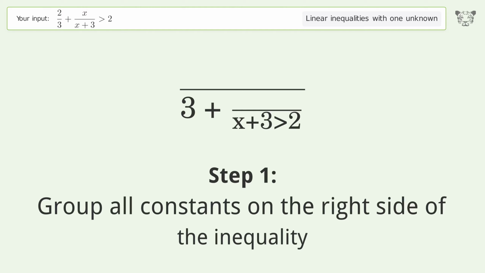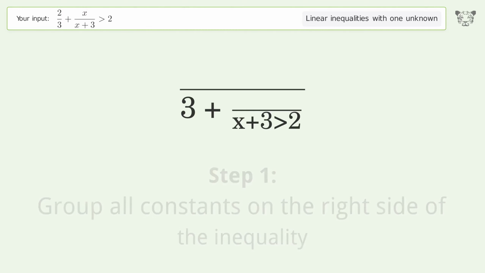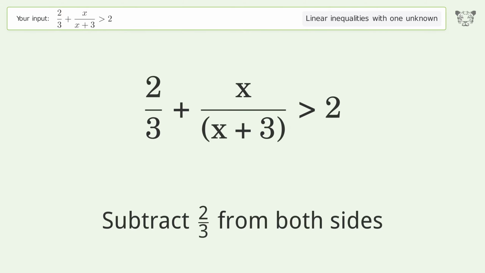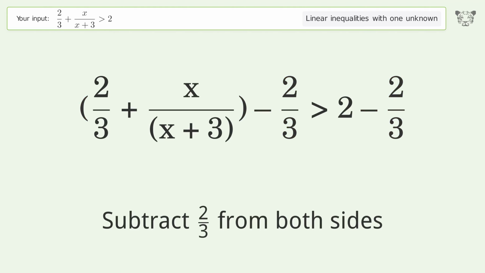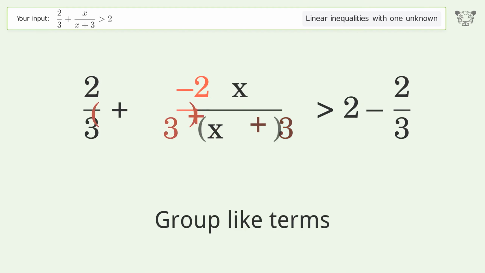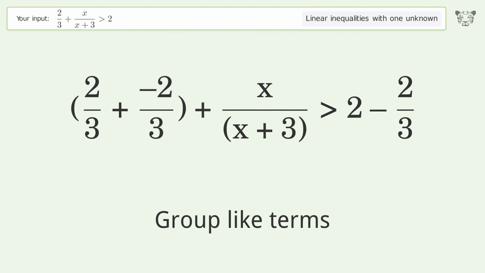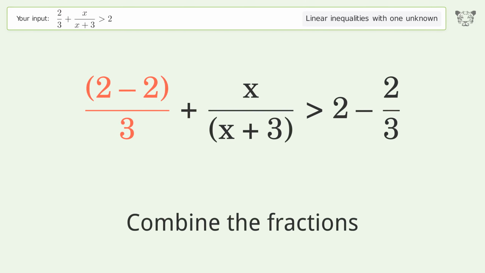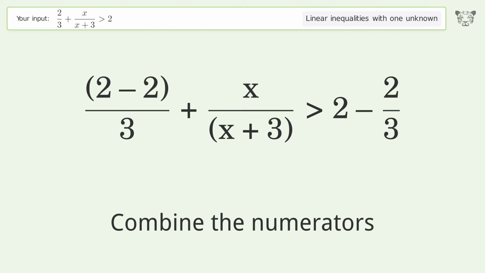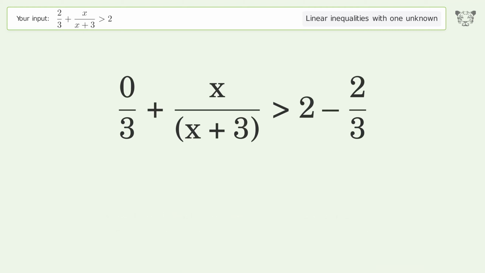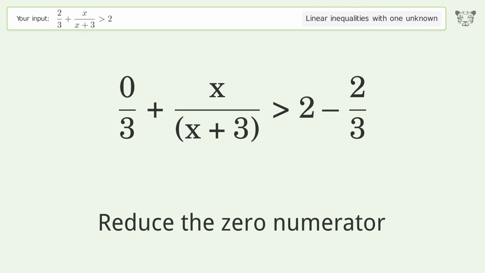Group all constants on the right side of the inequality. Subtract 2 over 3 from both sides. Group like terms. Combine the fractions. Combine the numerators. Reduce the zero numerator.